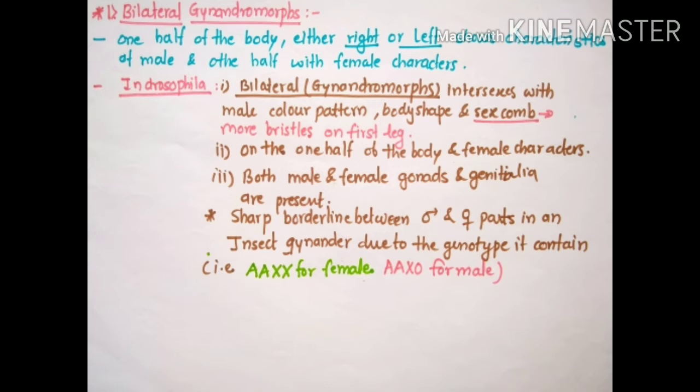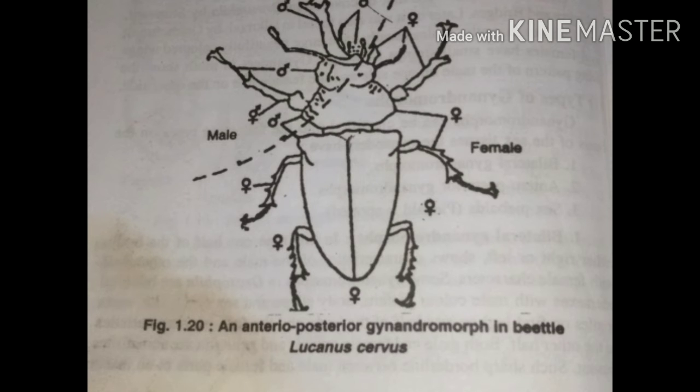After that, second type, anterior posterior Gynandromorphus. See here, this is the picture of an anterior posterior Gynandromorphus in beetle Lucanus cervus. Such forms are less common than the bilateral gynanders.